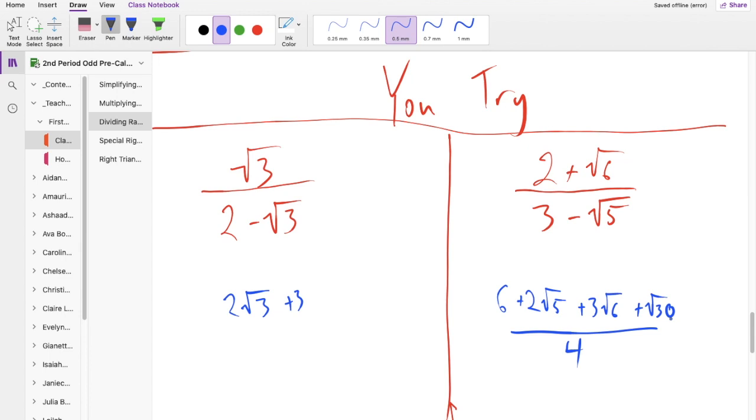All right, so you should have gotten 2 root 3 plus 3 for the first one, and then for the second one, 6 plus 2 root 5 plus 3 root 6 plus root 30 all over 4. So if you did not get those, just look back, try to see where your mistake was, go line by line until you find your mistake. And again, just keep on practicing.